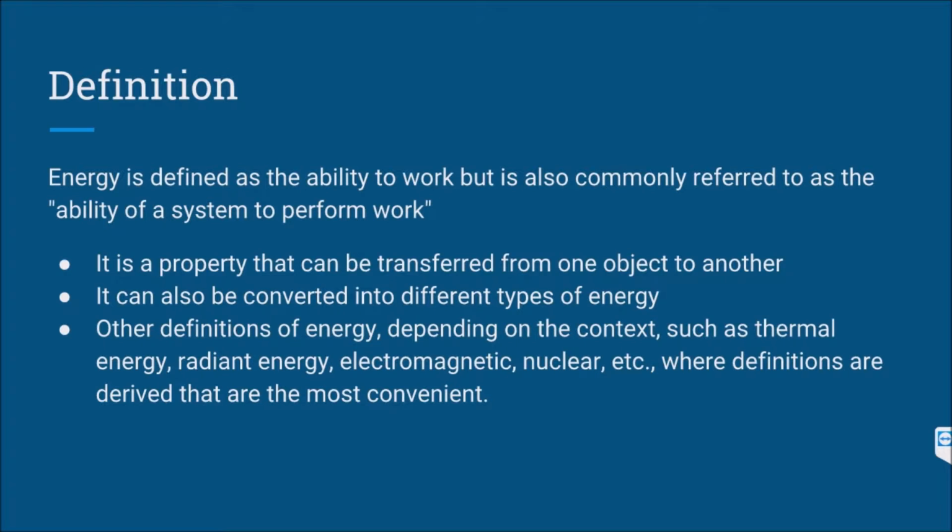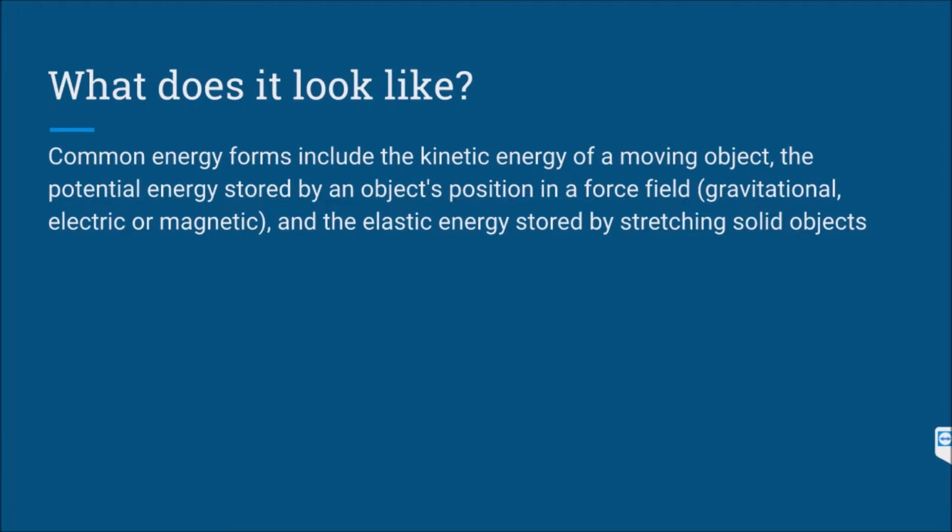Other definitions of energy, depending on the context, such as thermal energy, radiant energy, electromagnetic energy, nuclear energy, etc., exist. So what does energy look like? Common energy forms include the kinetic energy of a moving object, the potential energy stored by an object's position in a force field, such as gravitational, electric, or magnetic forces, and the elastic energy stored by stretching solid objects.